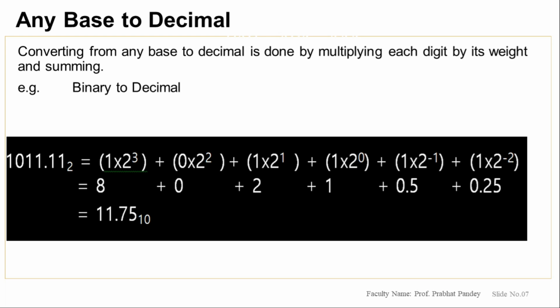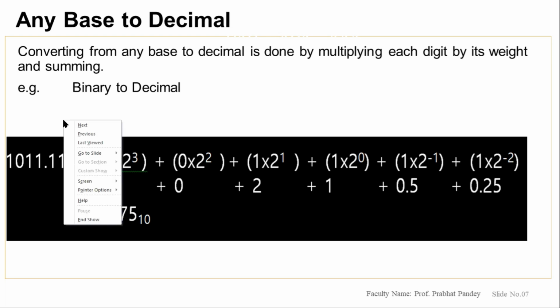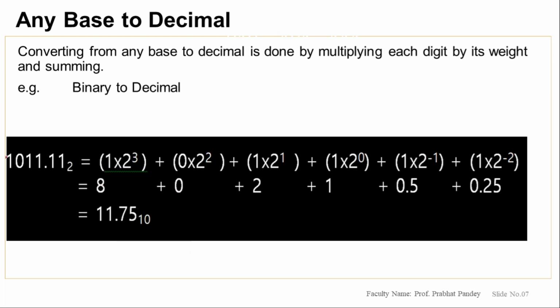Now the next type. I earlier told you there are only 3 types. The second type is when we need to convert any base into decimal. For example, we need to convert this binary number, which has an integer and a fractional part, into a decimal. For the integer part, starting from the least significant digit, we write 1 into 2 to the power 0.